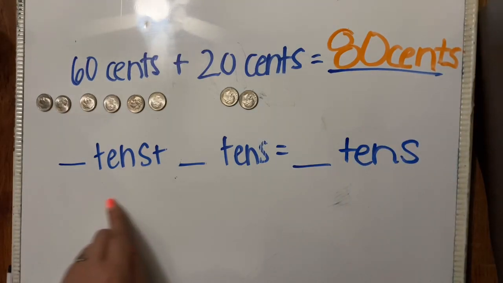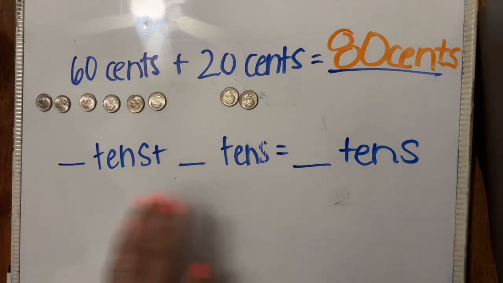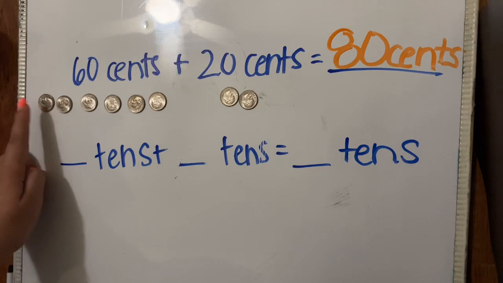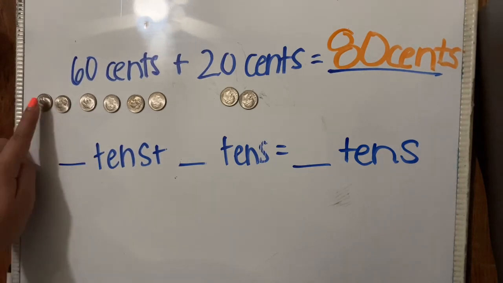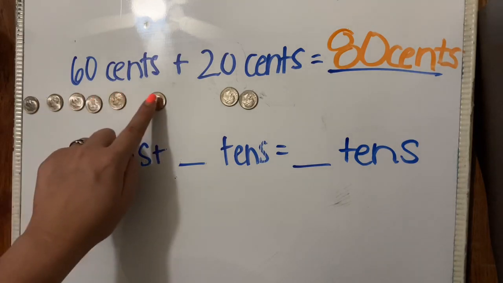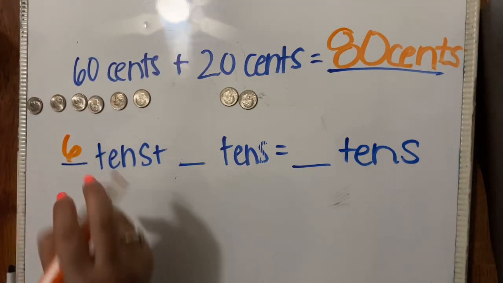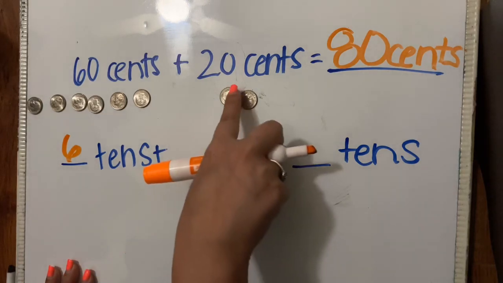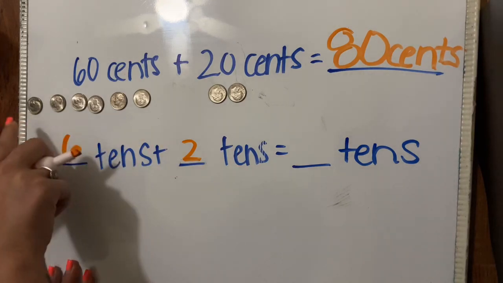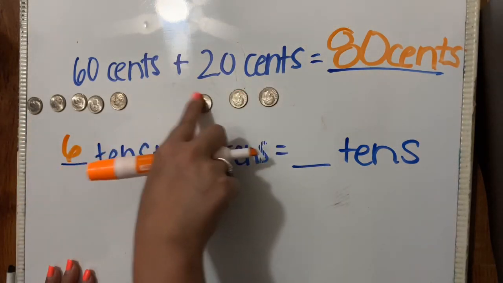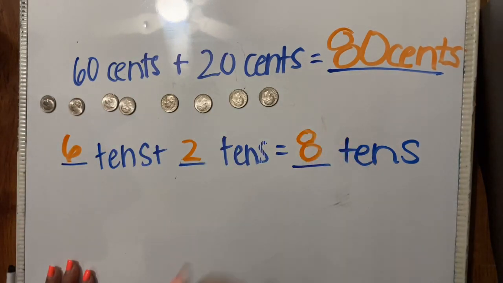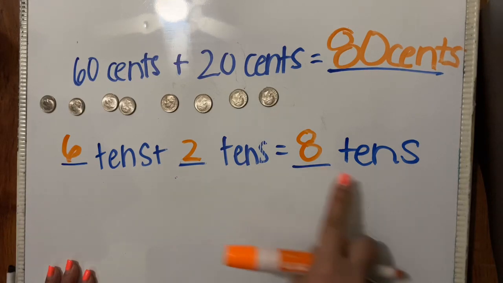All right, now let's move on to our blank number sentence. So this is asking for us to do things in groups of 10. And remember that each dime represents 1 ten. So let's count these by tens. So I have 1, 2, 3, 4, 5, 6. I have 6 groups of 10 plus 2 groups of 10, which equals how many altogether? 1, 2, 3, 4, 5, 6, 7, 8. 8 groups of 10. So 6 tens plus 2 tens equals 8 tens.